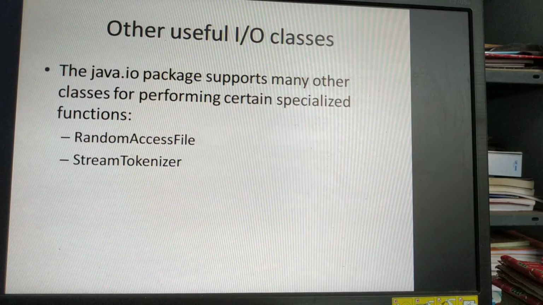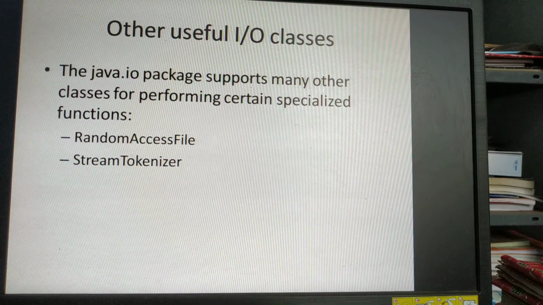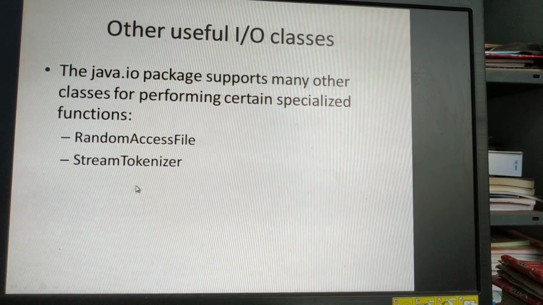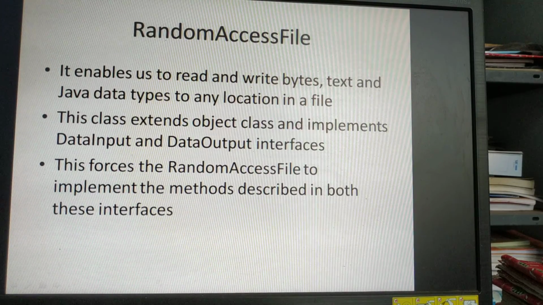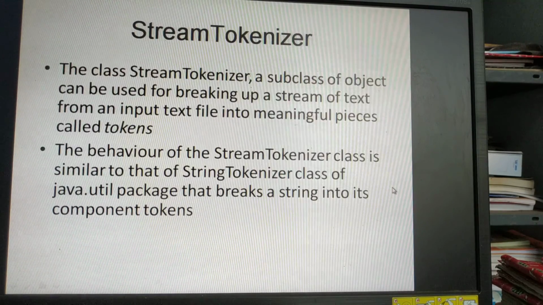Other useful input-output classes. The java.io package supports many other classes for implementing certain specialized functions. For example, RandomAccessFile and StreamTokenizer. RandomAccessFile enables us to read and write bytes, text and Java data types to any location in a file, and this class extends the Object class and implements DataInput and DataOutput interfaces. This forces RandomAccessFile to implement the methods described in both these interfaces.